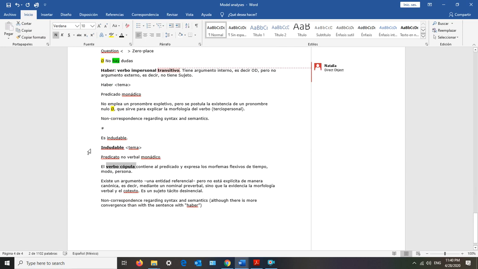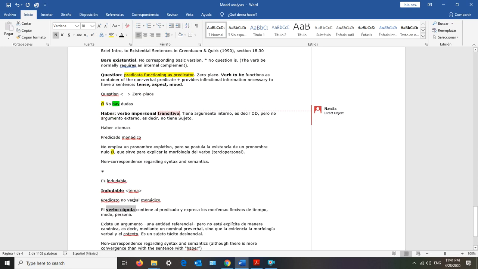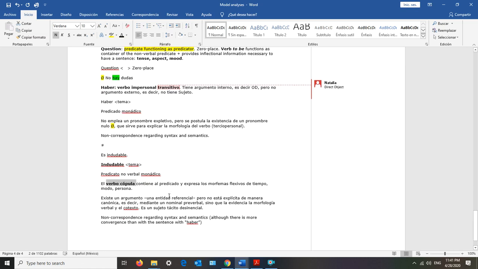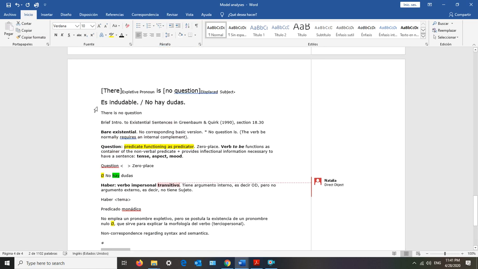Because we are speaking of a non-verbal predicate as well, as with question, that also requires the existence of a copulative verb to contain it and to provide the inflectional information of tense, aspect, mood, and person, right? In order for us to have a sentence. But in all other respects, we can still maintain that there's no correspondence between this Spanish sentence and the English original sentence.